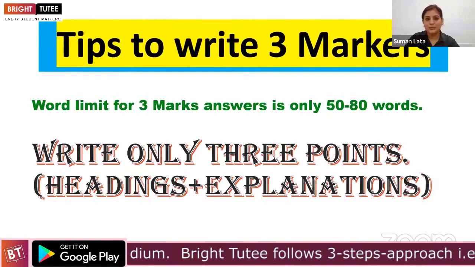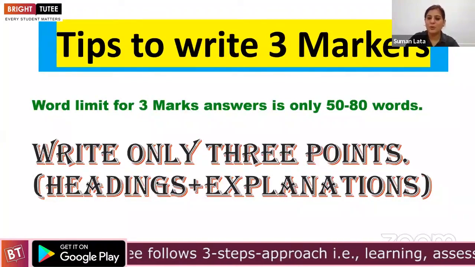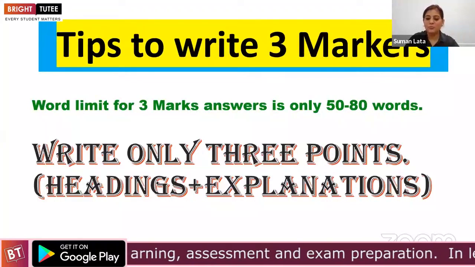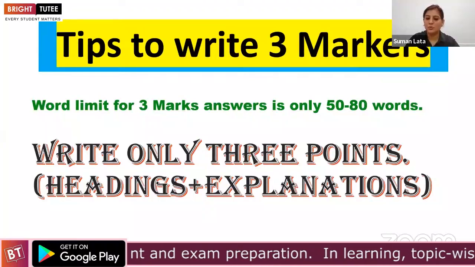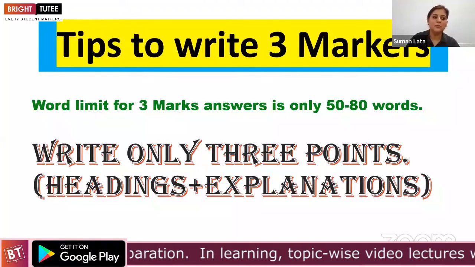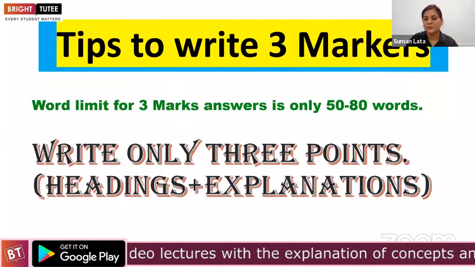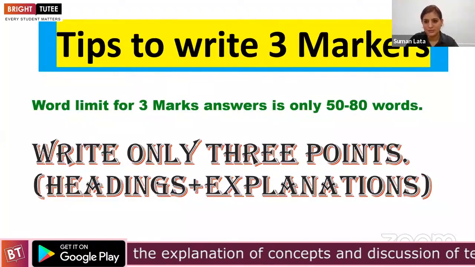Tips to write 3 markers. 3 markers, same pattern, 3 points with 3 headings, 3 explanations. In 2 markers and 3 markers, there is no need to waste time by showing flow charts and diagrams. Only 3 points in 3 markers, 2 points in 2 markers, this is enough.